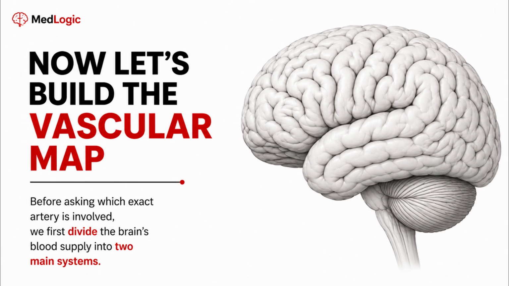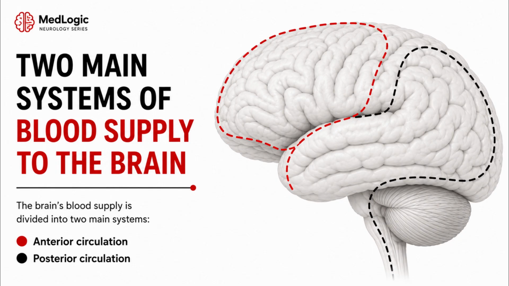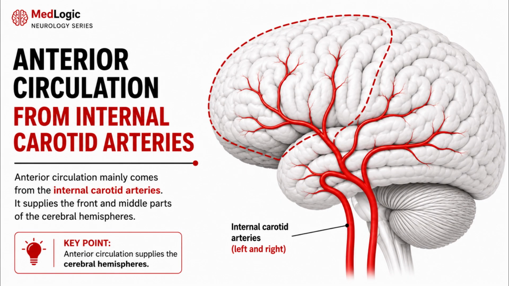Brain circulation is divided into two main blood supply systems, anterior circulation and posterior circulation. Let's start with the anterior circulation. Anterior circulation mainly comes from the internal carotid arteries. It supplies the front and middle parts of the cerebral hemispheres. Clinically, the two major arteries we care about here are the anterior cerebral artery and the middle cerebral artery.